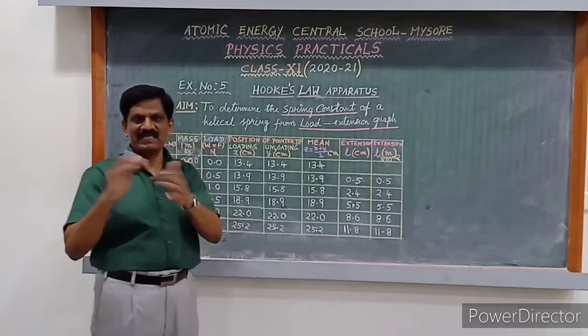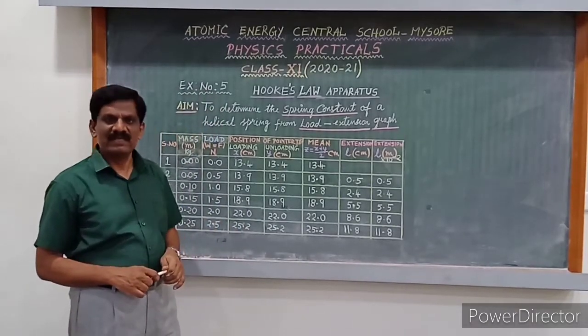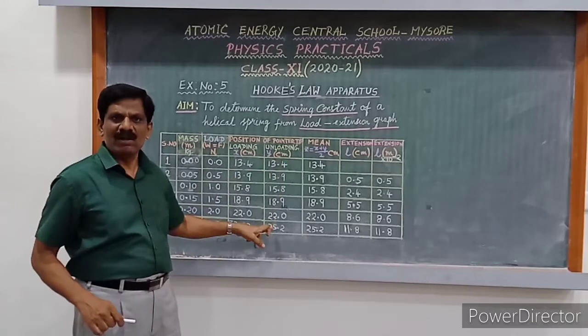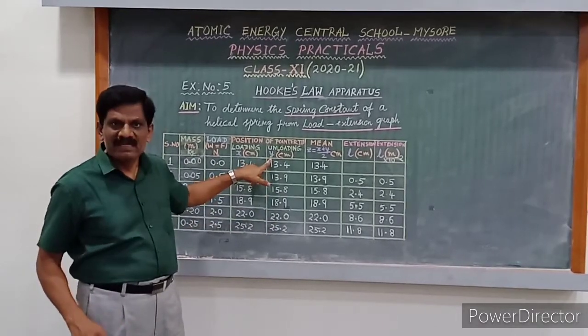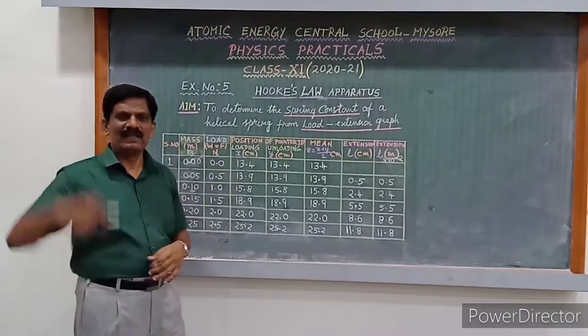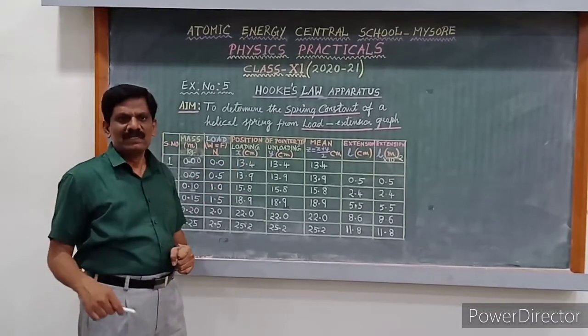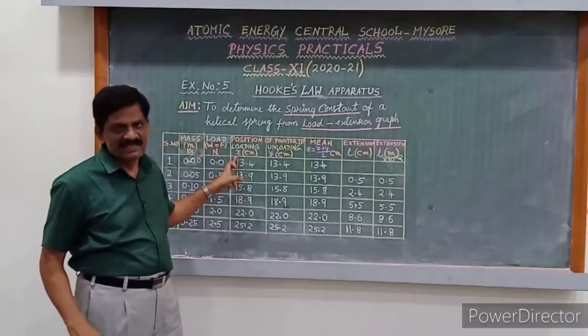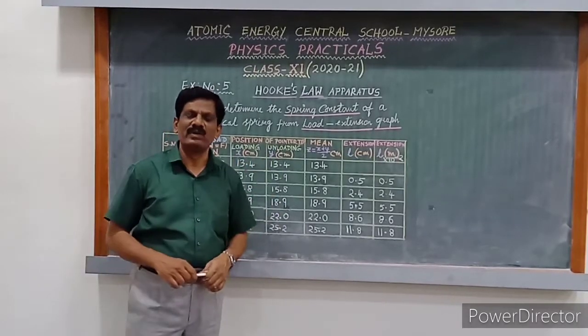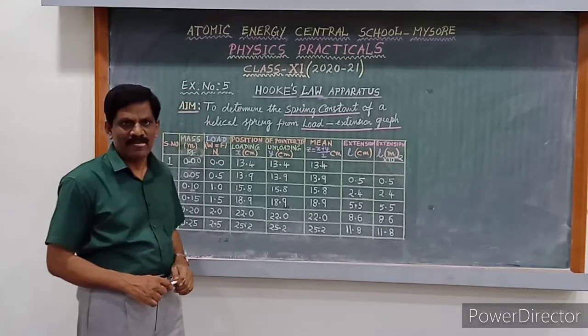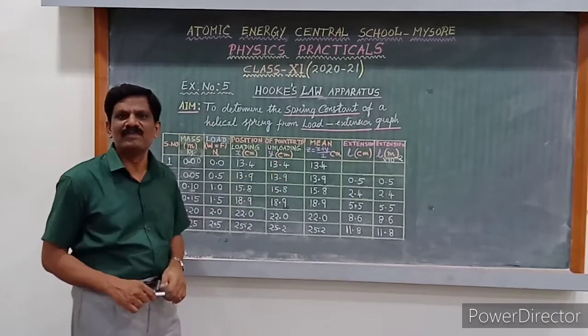Here I find that while loading and unloading, the pointer has shown the same reading. Sometimes it may differ by millimeters. That is why under the unloading column, the pointer reading is denoted with the symbol y in centimeter. Under the loading column, it is denoted by X in centimeter.